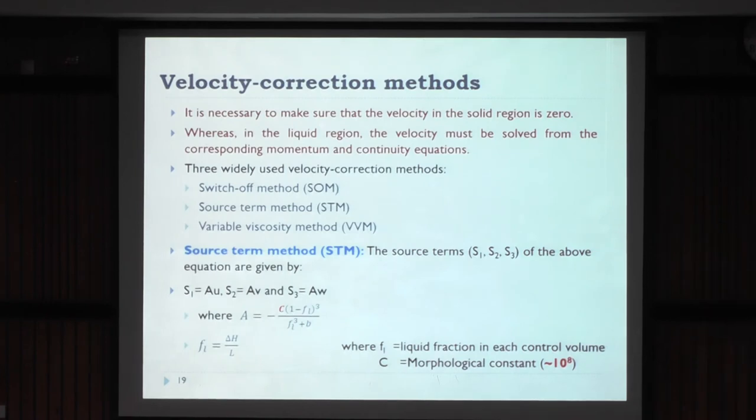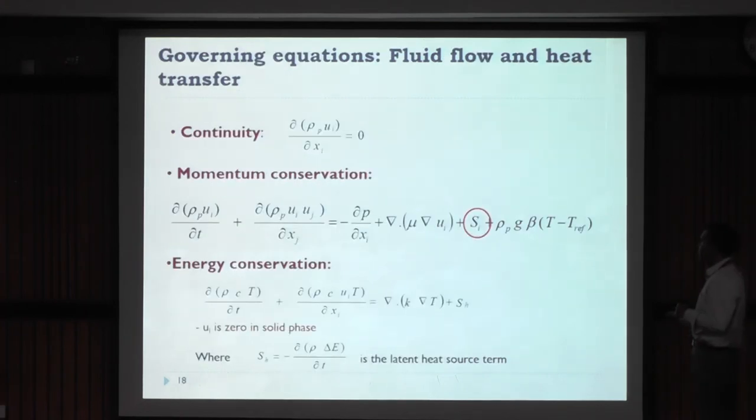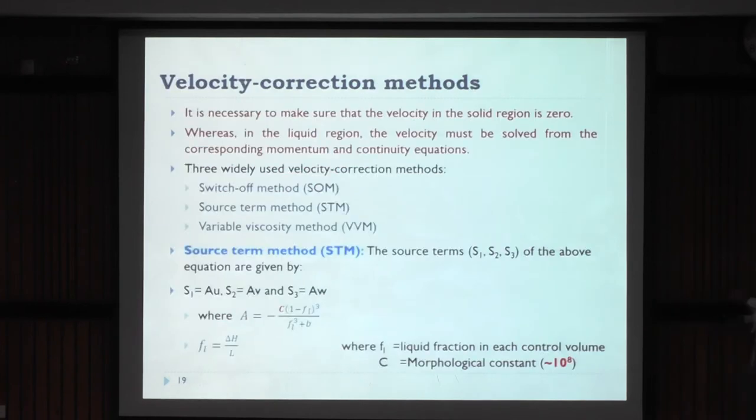So there are three kinds of methods available. First, we have to understand that when we solve the momentum, you will get the velocity in the domain. Now velocity is zero in the solid phase. However, some finite velocity will come in the liquid phase. And during phase change, this velocity value will be from zero to some finite value. So you have to actually have a range from zero to some finite value. So how to model that? There are now three methods which are available to do that.